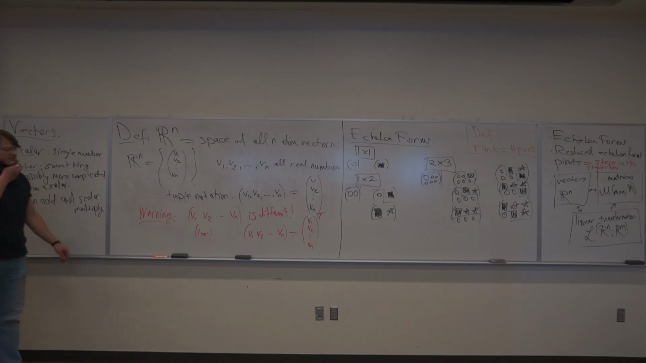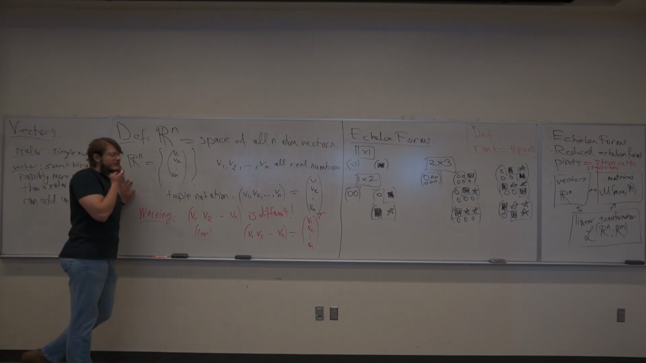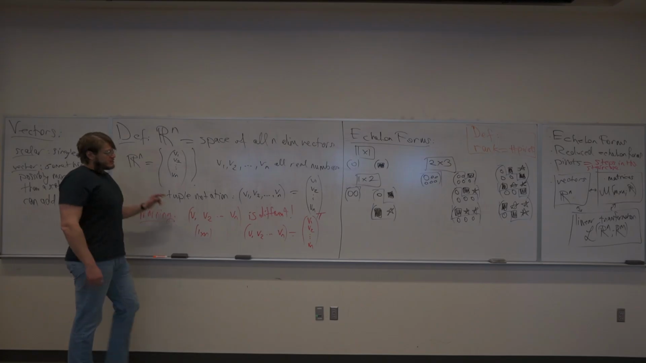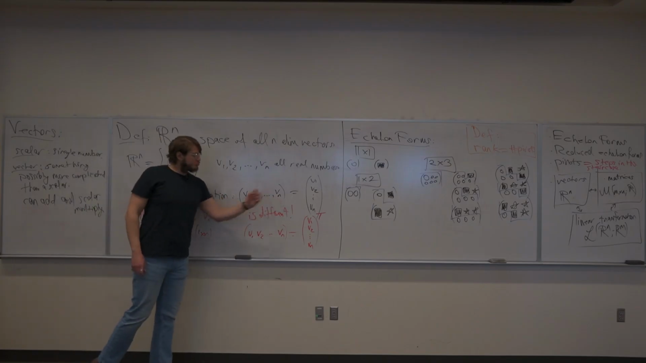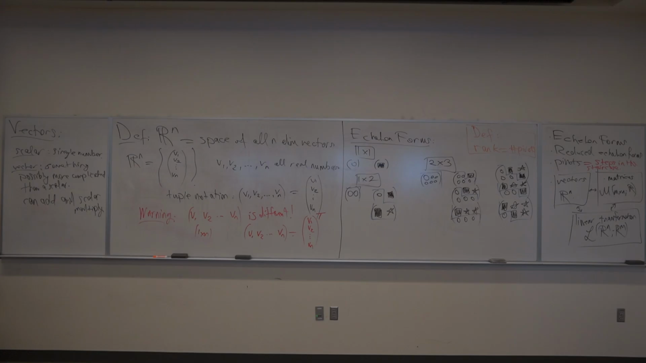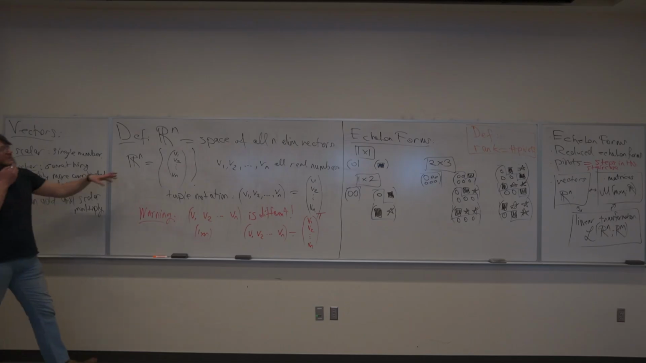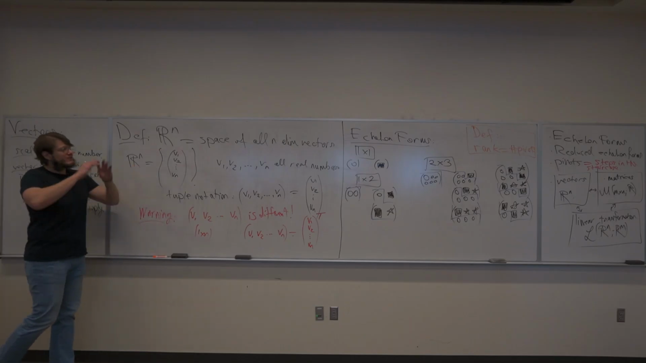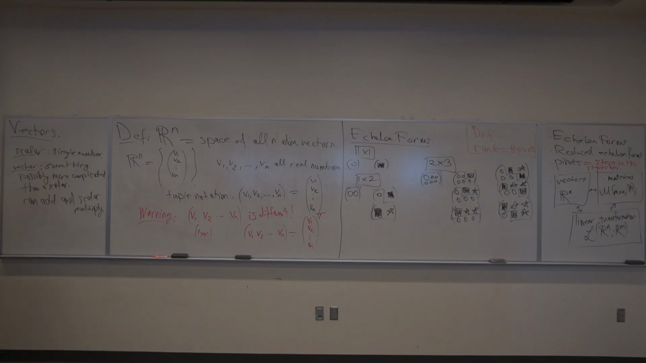so this is really where the geometry comes into play. This tuple notation should remind you of the notation that we use, for instance, for points in the plane: x-coordinate, y-coordinate. We likewise imagine vectors to be points in n-dimensional space. Okay?